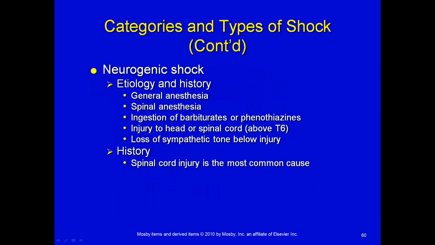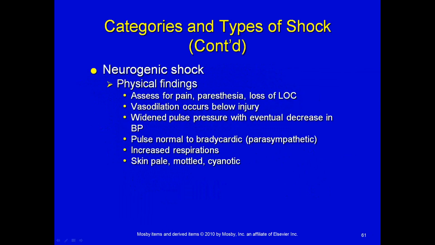So with the loss of sympathetic tone, these people will, in addition to from the injury down, be pink, warm, and moist because the vessels are fully dilated. Their pressure is going to be low, and their heart rate's going to be low. They may even be bradycardic. Spinal cord injury is the most common cause of neurogenic shock. Certainly tumors of the spinal cord can cause it as well.